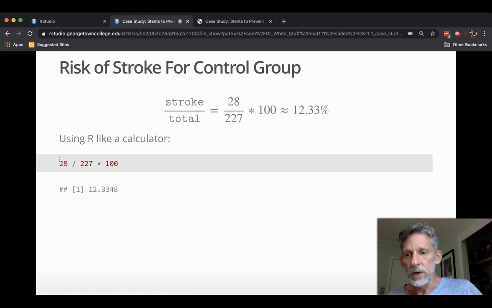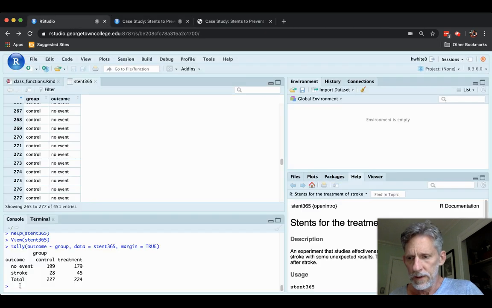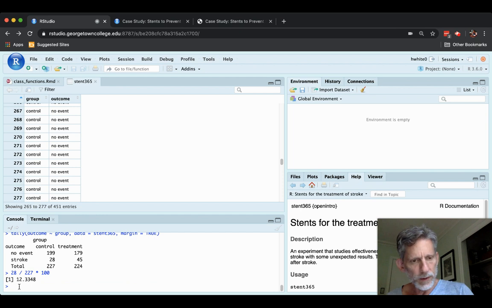Now, if you're using R like a calculator, which I recommend that you practice a lot doing, then you would just say 28 divided by 227 star 100. So to model that here, I'm just going to do it. I'm going to copy, paste, 12.33%. Okay, so my best guess, based on the data, is that if I'm an at-risk person and I don't have a stent, I have a 12% chance of a stroke in the coming year.